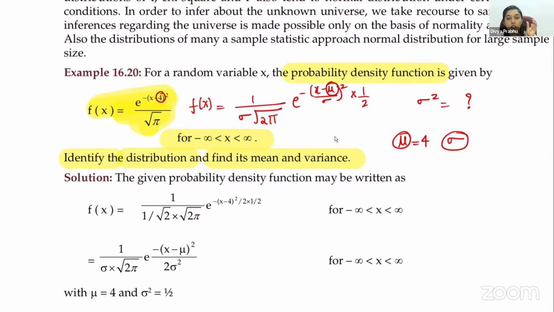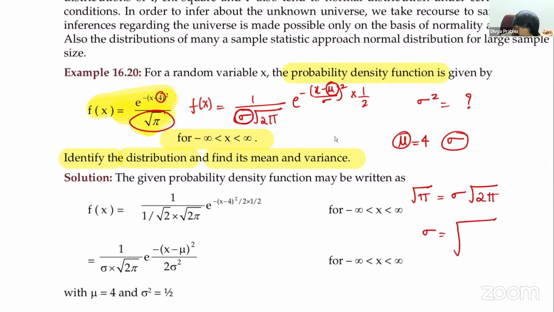That's it you have to do. Just have to compare. Locate in the place of mu what is given, in the place of sigma what is given. Next, always check the sigma which is here. Don't check this one. You will get confused. Always check the sigma which is given here with this. So here you can see that root pi is equal to sigma into root 2 pi. So sigma is equal to root pi divided by 2 pi. Pi and pi I can cancel. What remains is sigma is equal to root 1 by 2.